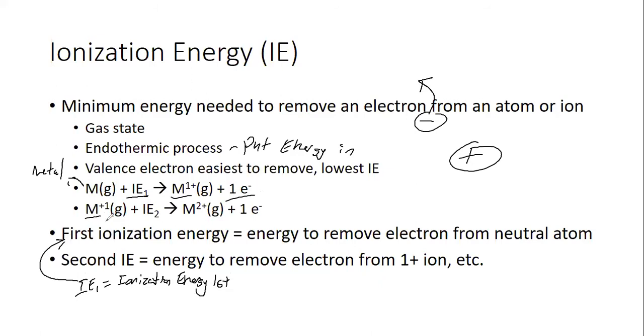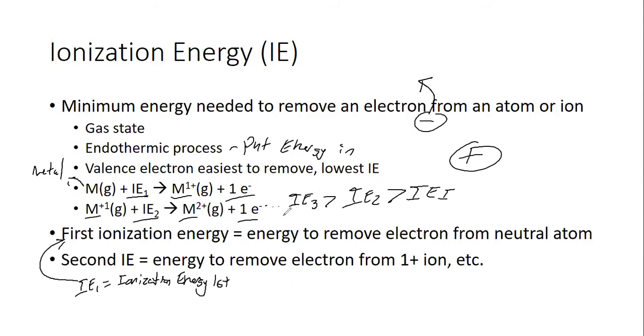So my metal, which is now +1, if I put in enough energy to remove the second electron, i.e. IE2, I become metal 2+ and 1 electron. And as you remove electrons, ionization energy goes up. So the second ionization energy is greater than the first, and the third is greater than the second, and so on and so forth. And the idea of that is when you remove electrons, you're becoming positively charged, right?